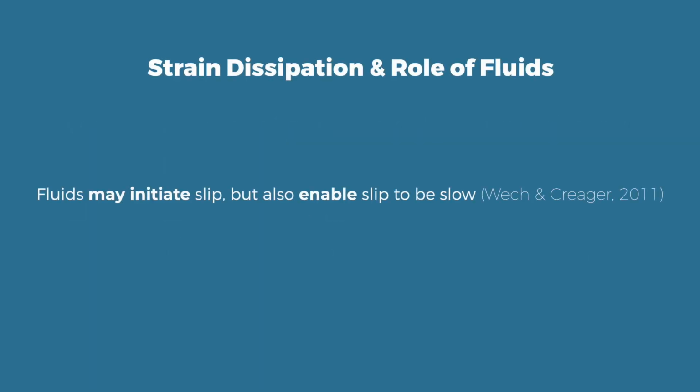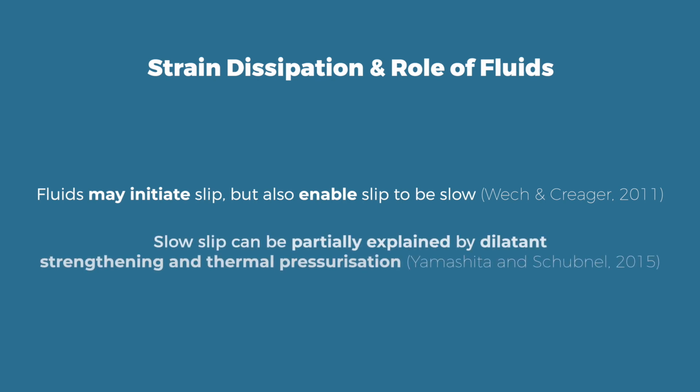When these three mechanisms work together, we can begin to understand the role of fluids along the Cascadia subduction zone. And it's important to realise that while fluids released in dehydration may initiate slip, they also enable slip to be slow. Yamashita and Shubnell suggest that the prolonged nature of slow slip events can at least partially be explained by slip-induced dilatant strengthening and thermal pressurization.